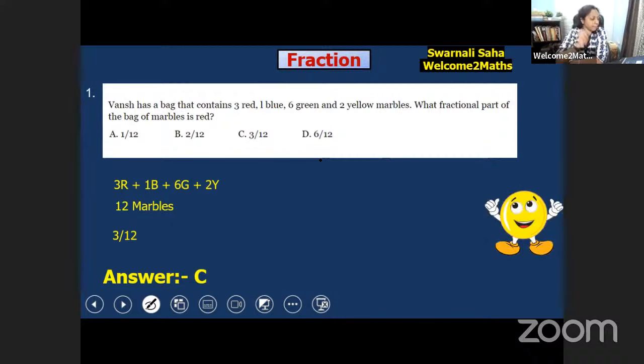Okay. So if I told you to find out what fractional part of the bag of marbles is green, then what do we have to do? Which would be the answer? 6 green. What fractional part of the bag of marbles is green? Can you find out? Yes, 6 by 12. Correct, 6 by 12. Very good.